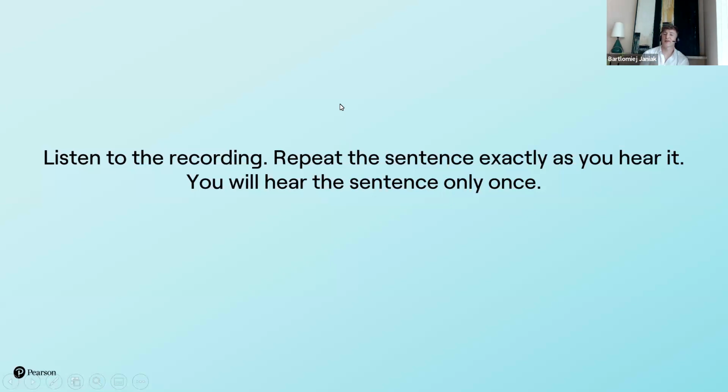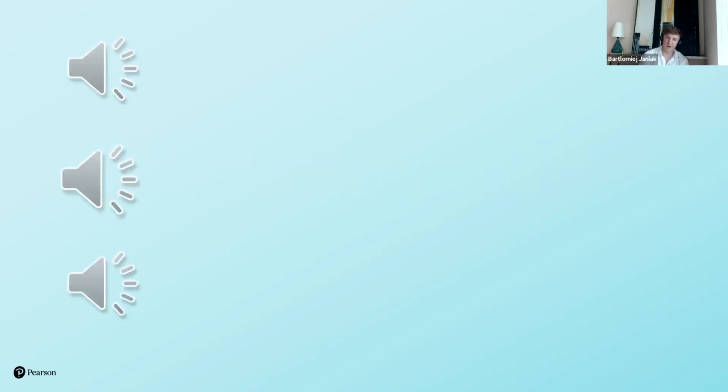The instruction says that you need to listen to the recording and you need to repeat the sentence exactly as you hear it, okay? And you'll hear the sentence once only, so they don't get a second chance. They cannot play it back just to hear it again. As with the computer-based test in general, it's only about going forward, so you cannot go backwards.